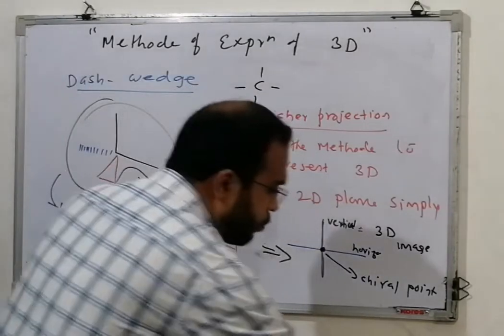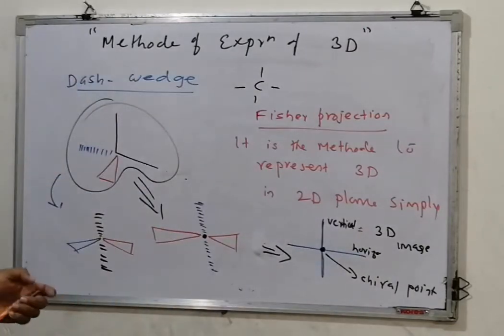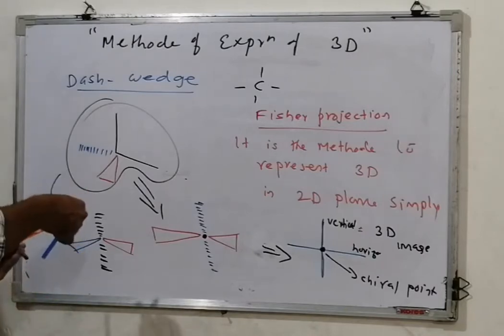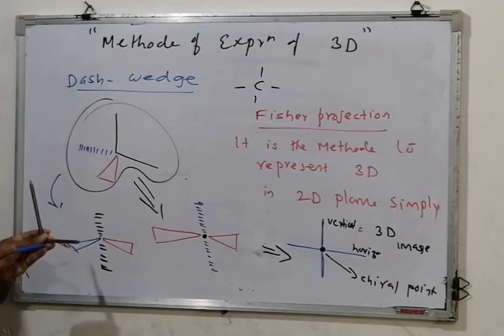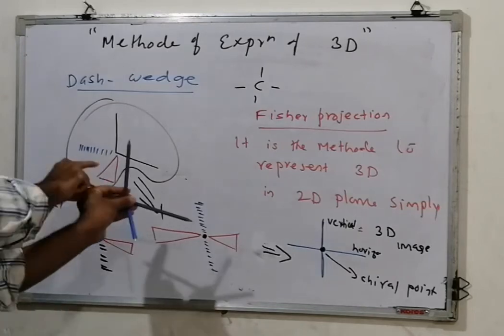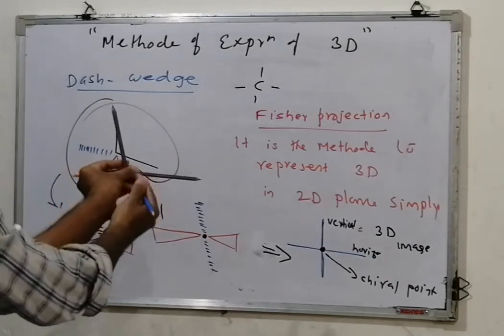Therefore, a dash and wedge can be converted into a Fischer after rotation. After rotation, that is rotated like this. Then you can rotate.